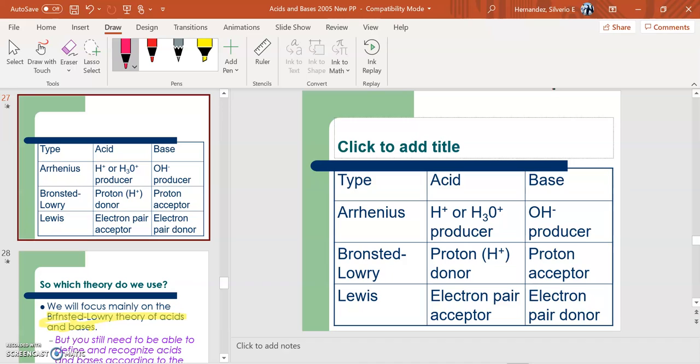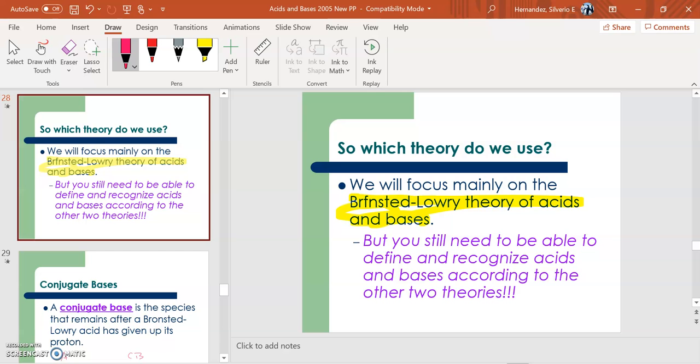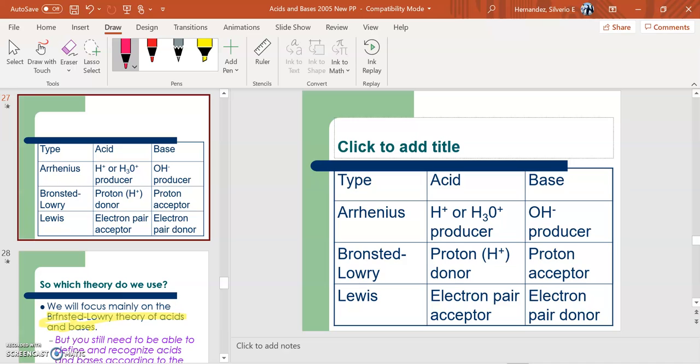This is a good slide here just for review. It gives you the three classifications for acids and bases and how an acid and a base is identified. So in the next slide, it talks about which one of these three classifications of acid base do we use? We use Bronsted-Lowry's. That's whose definition we use mostly. It fits a wider range of substances as acids and bases.